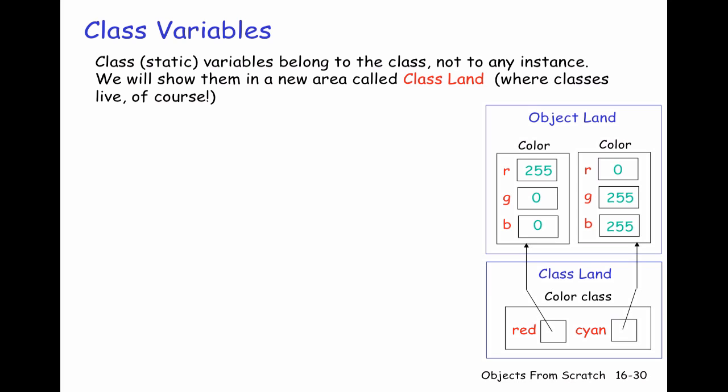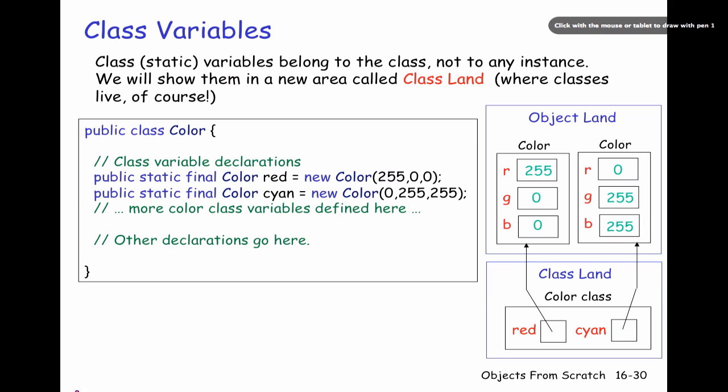Okay, so how would we actually declare class variables? It turns out if we opened up the color class, we would find that it contained declarations something like this. It has these so-called static variables. That's how we declare class variables. So if we want something to live in class land, we declare that the variable is static, and that means that red and cyan will now live in class land. And we have initialized them to be instances of the color class shown here.